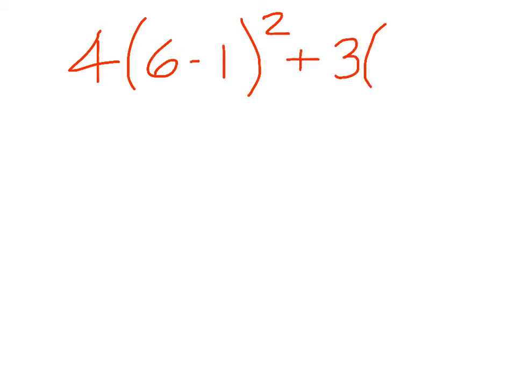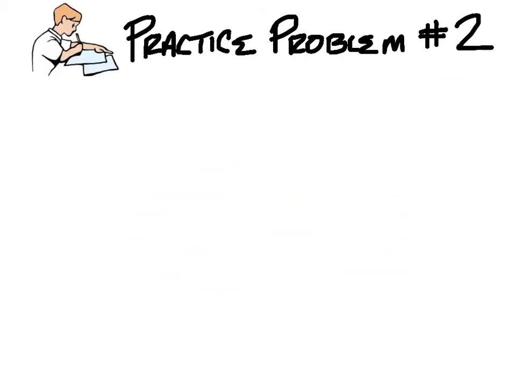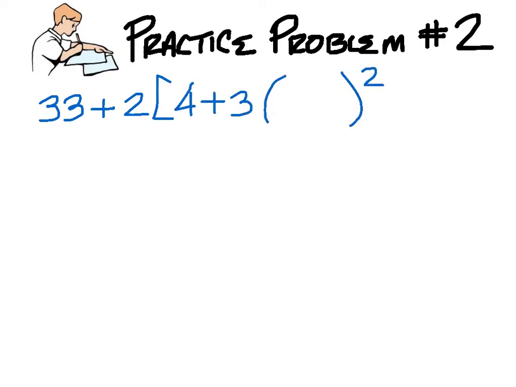A bonus problem while we wait on everything else to come in. Answer on the bonus is 175. Everybody had that right. Practice number 2. This is 33 plus 2 times the quantity of 4 plus 3 times the quantity squared of 7 minus 4. Close the quantity, add 1, close the bigger quantity, subtract 4.